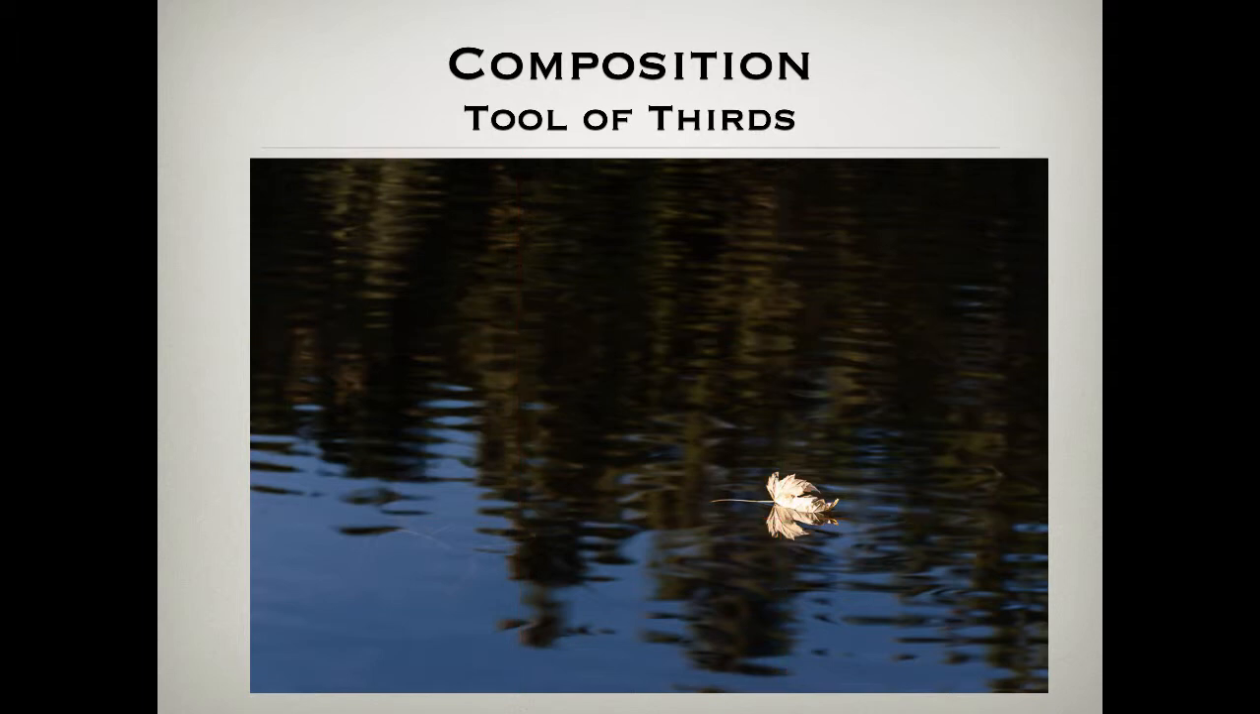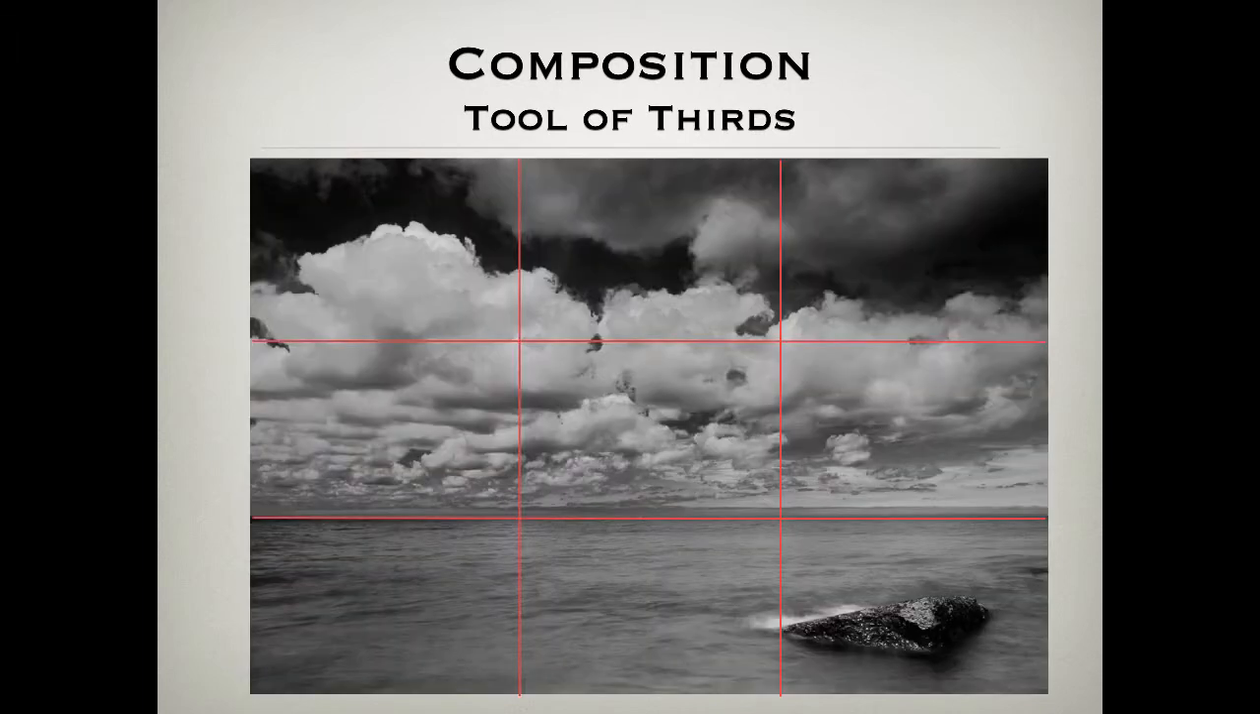Now, the things don't always have to be at the cross points. You can use the rule of thirds when determining the horizon.